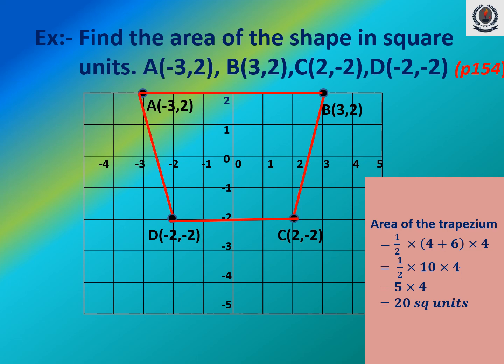Now you can see the length of two parallel lines. What are the two parallel lines? AB and CD. Therefore we can count the number of squares on the top one. AB: 1 2 3 4 5 6. The other one: 1 2 3 4. Then we can add together, 4 plus 6, 10. What is the perpendicular height of this? 1 2 3 4, 4. Therefore half into 4 plus 6, 10, 10 into 4. What is the answer? 5 into 4, 20 square units.